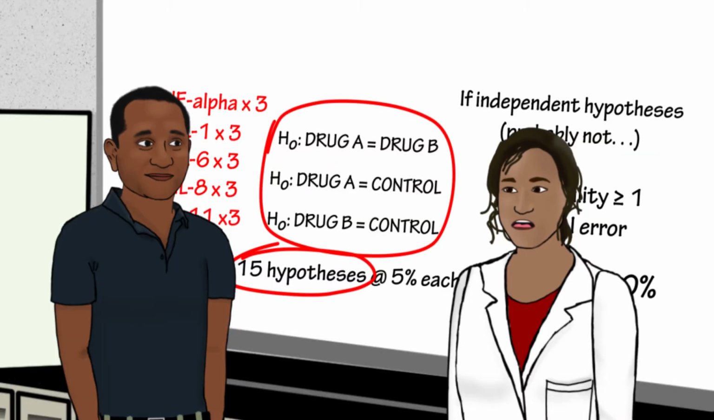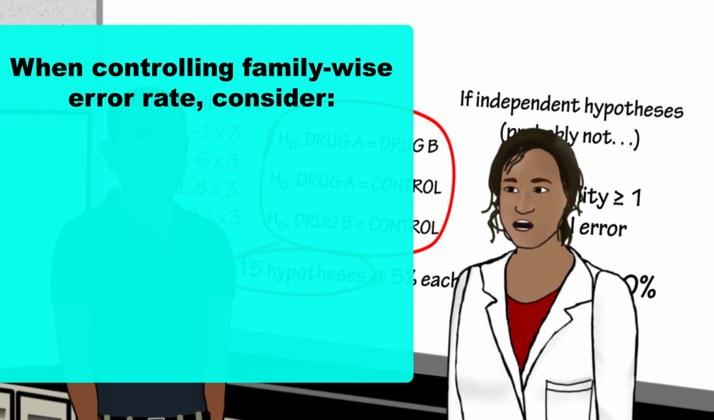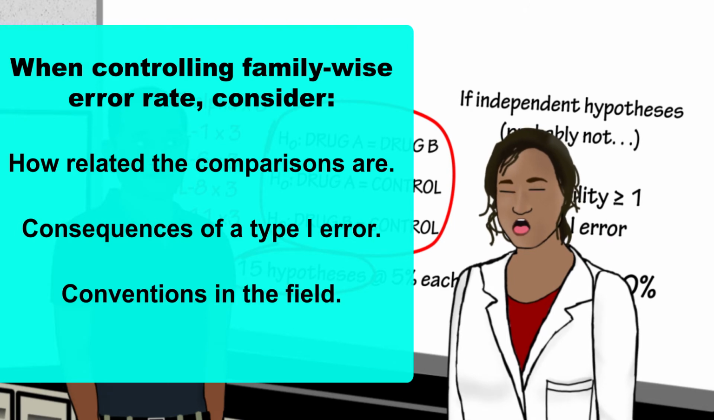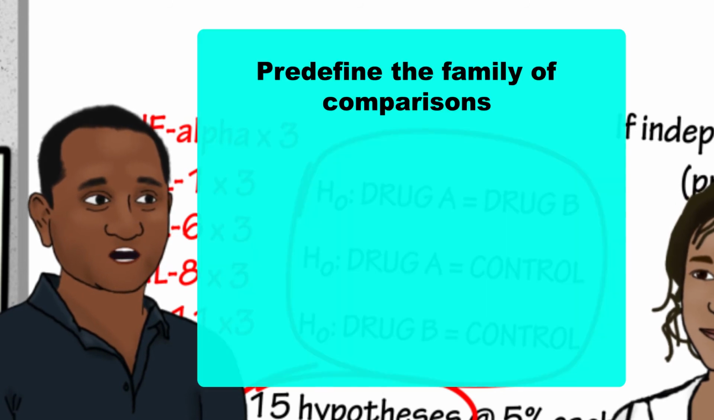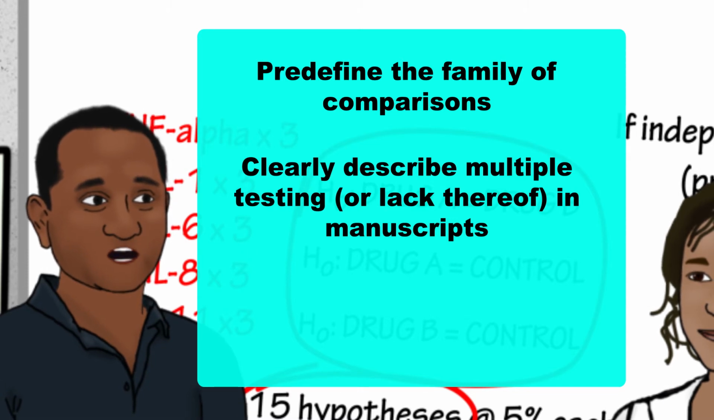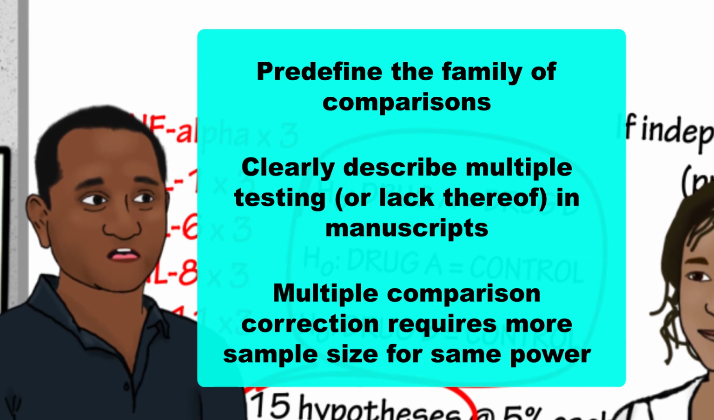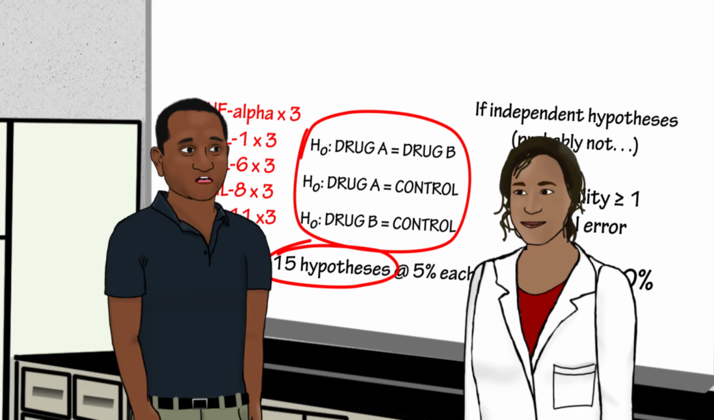So, this decision seems to depend on many factors and also seems to be a little subjective. So, moving forward, I will work on defining families by considering how related the comparisons are, the consequences of a type 1 error, and the conventions in my field. That sounds very reasonable. Regardless of the definition used for a family of hypotheses, it should be predefined and clearly described in your manuscripts. Another consequence of multiple comparison correction is that you need more sample size to retain the same power. Hence, plan your power and sample size calculations such that you maintain the overall family-wise error rate you choose.